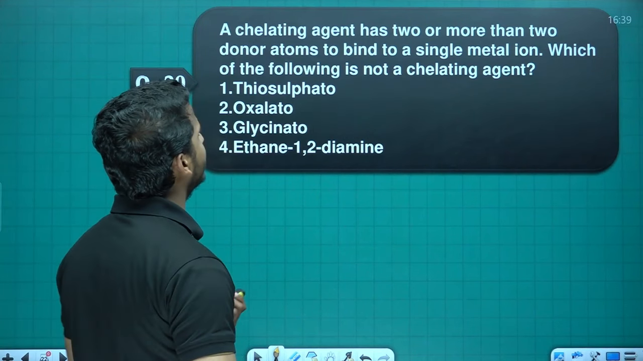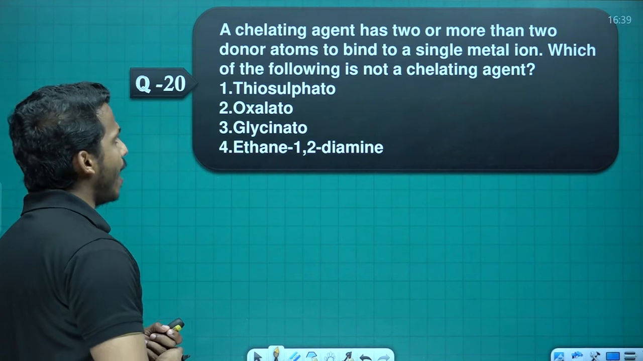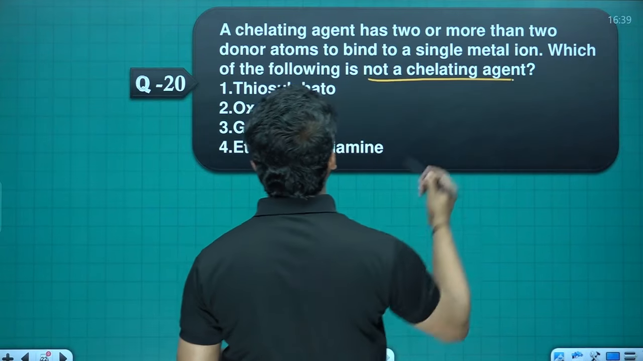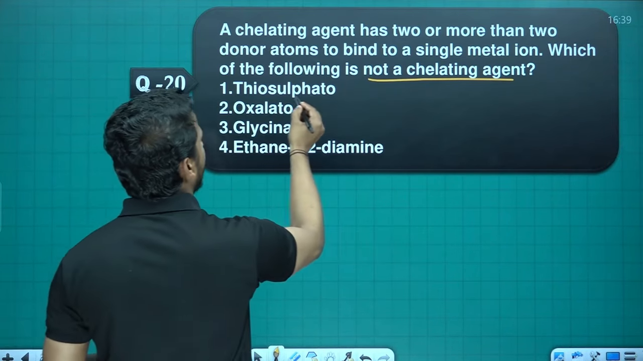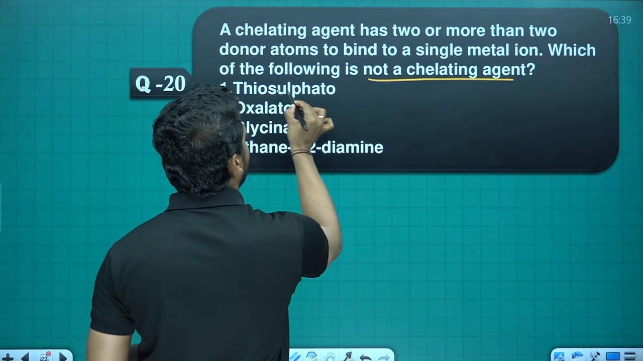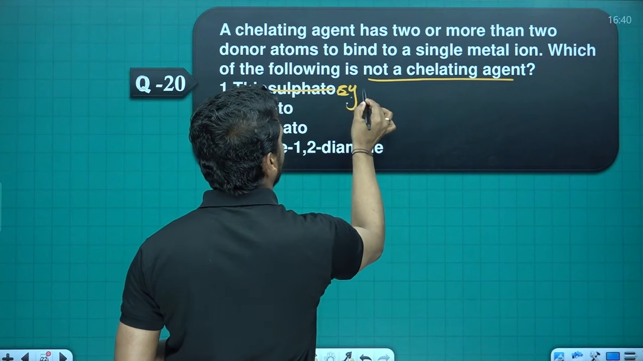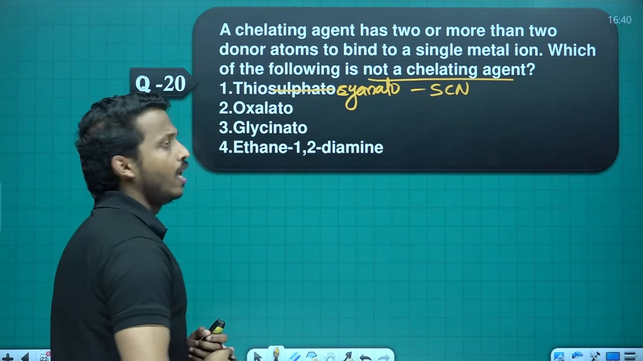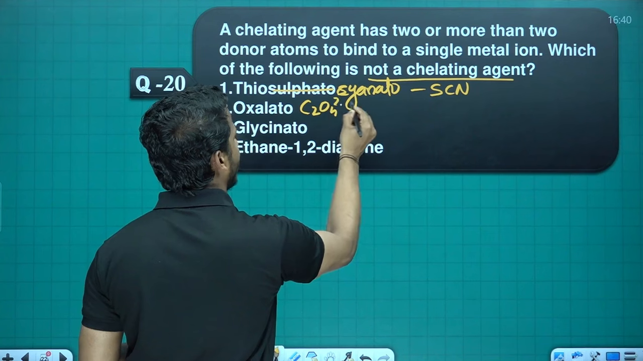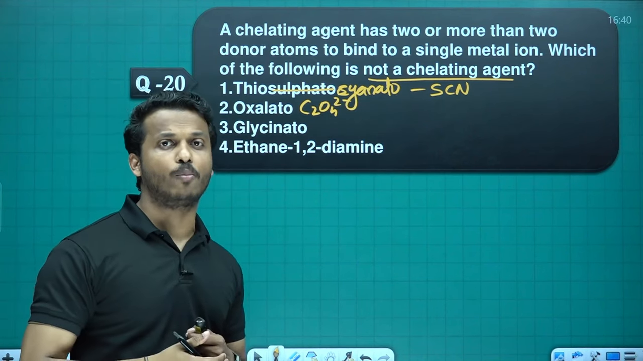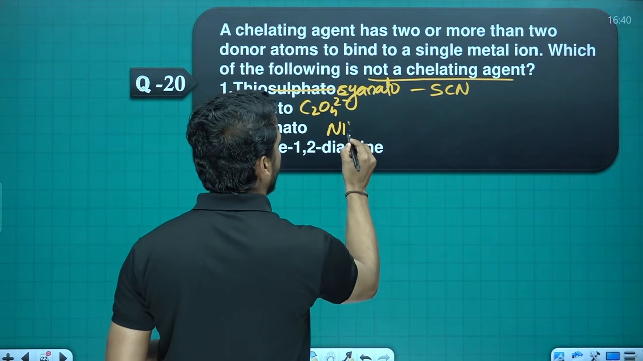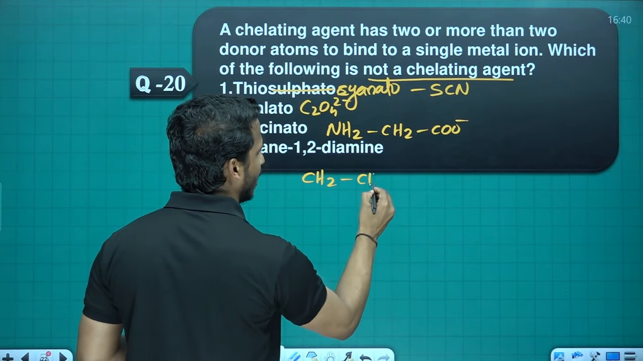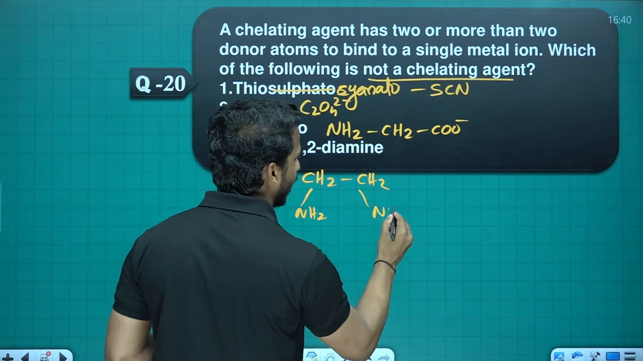Then a chelating agent has 2 or more donor atoms to bind to a single metal ion. Yes, they are bidentate or polydentate. Which of the following is not a chelating agent? Mostly they give you thiocyanate. What is thiocyanate? SCN. Then what is oxalato? C2O4 2 minus. What is glycinato? You will study glycine in the biomolecule chapter, where glycinato is NH2CH2COO minus. And ethane 1,2-diamine, that is our EN, right? Ethane 1,2-diamine is our EN ligand.